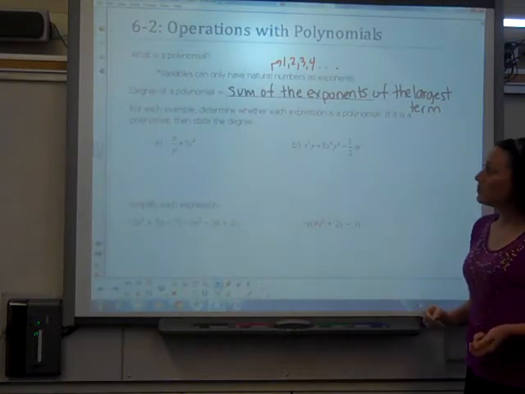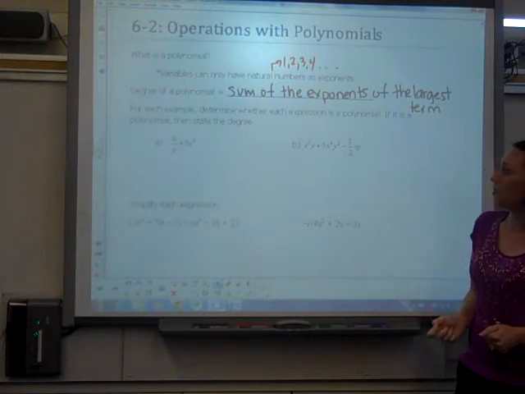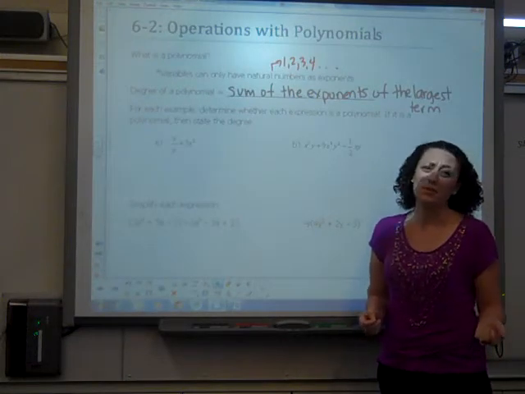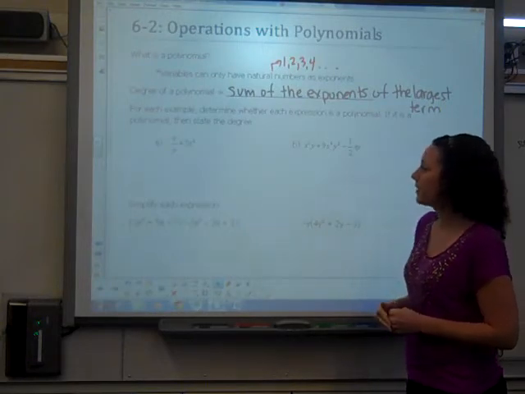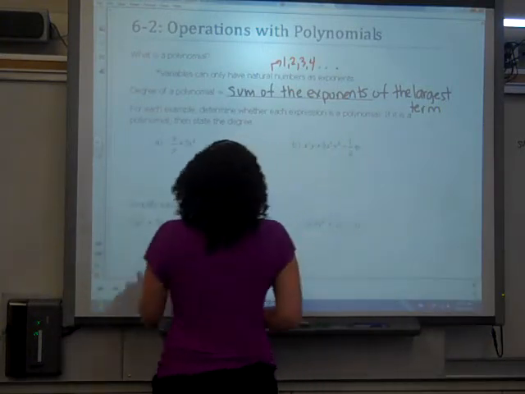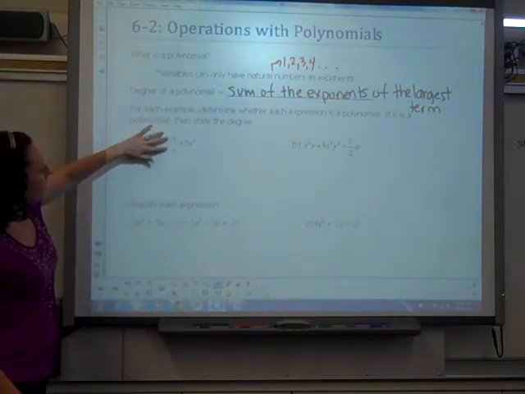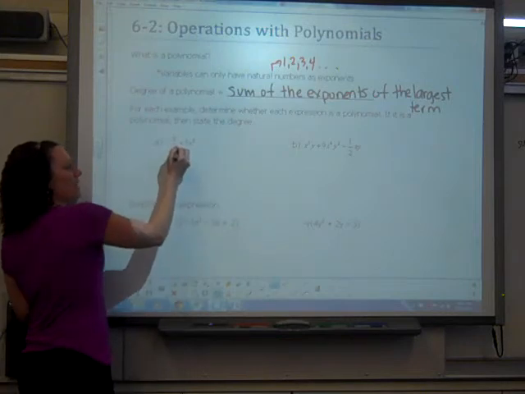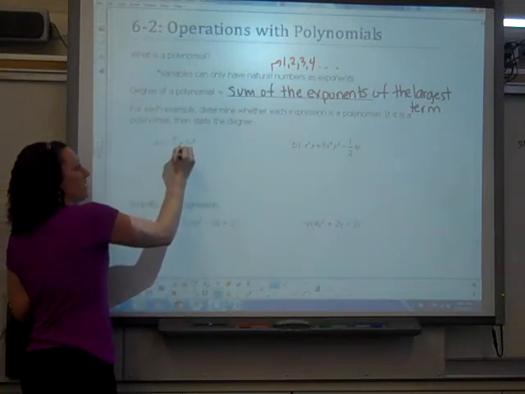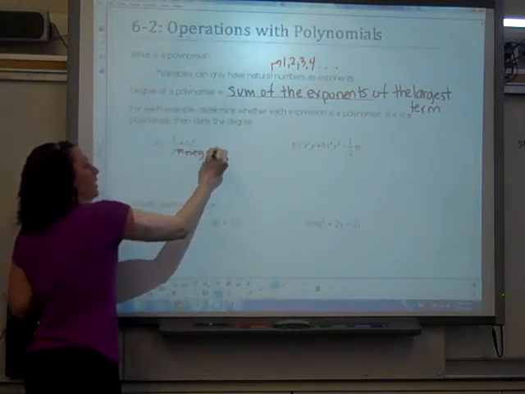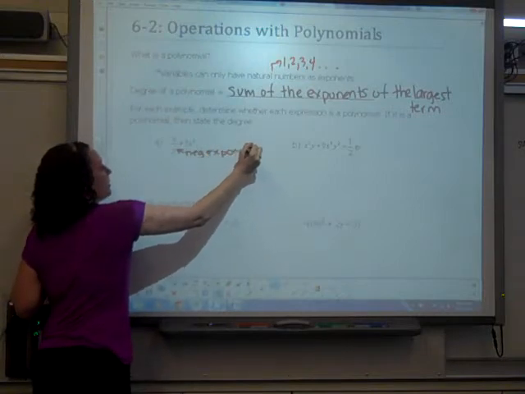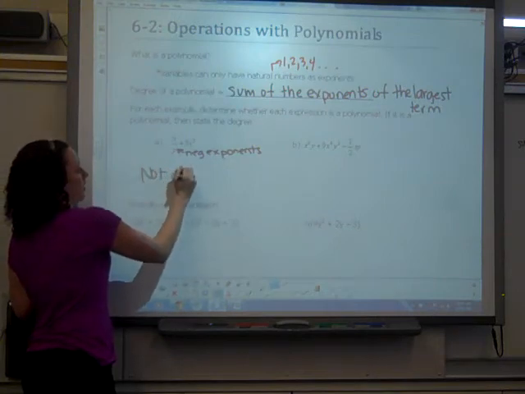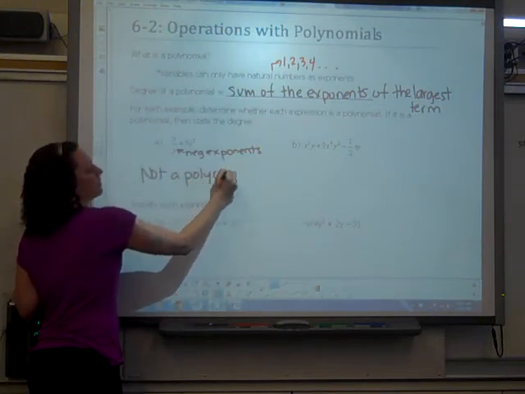Okay. For each example, let's determine whether each expression is a polynomial. If it is a polynomial, we'll state the degree. Obviously, if it's not a polynomial, we can't find the degree. It's not possible. So let's think about it. I'm going to look at each of my variables. In this first one, I see the variables are x and y, but there's one in the bottom. Remember, anything in the bottom means it has a negative exponent, and if it has a negative exponent, that means it's not a natural number. Therefore, this one is not a polynomial.